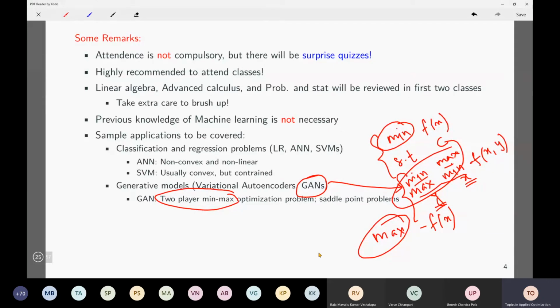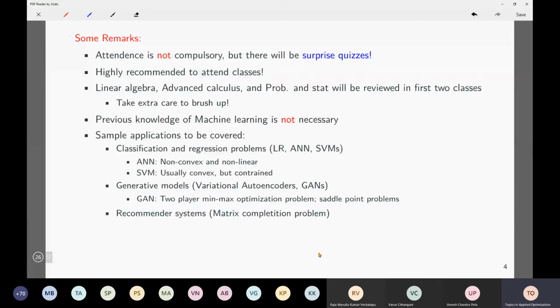Then we will see some recommender systems, for instance, a movie recommendation system, right? That is again an optimization problem. Optimization is everywhere, that's what I'm trying to say here. In all machine learning problems, you are trying to find a better model, and this better model is found by minimizing some loss function.